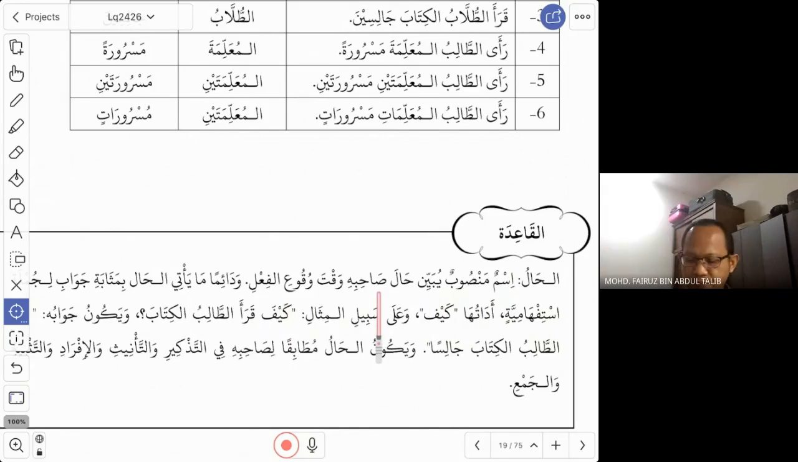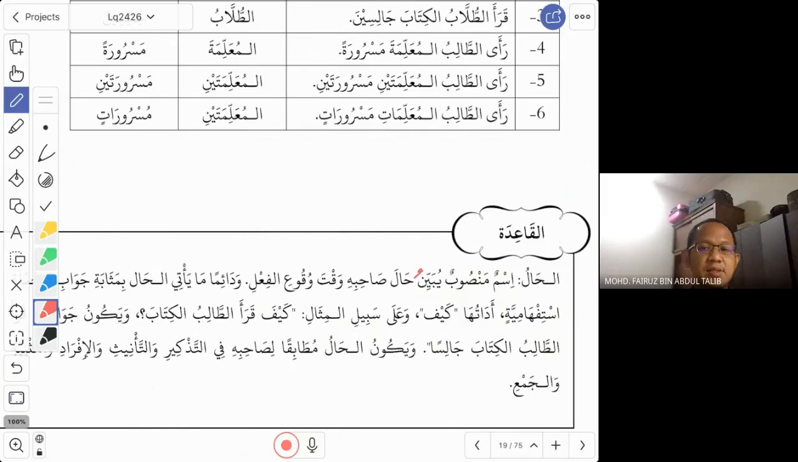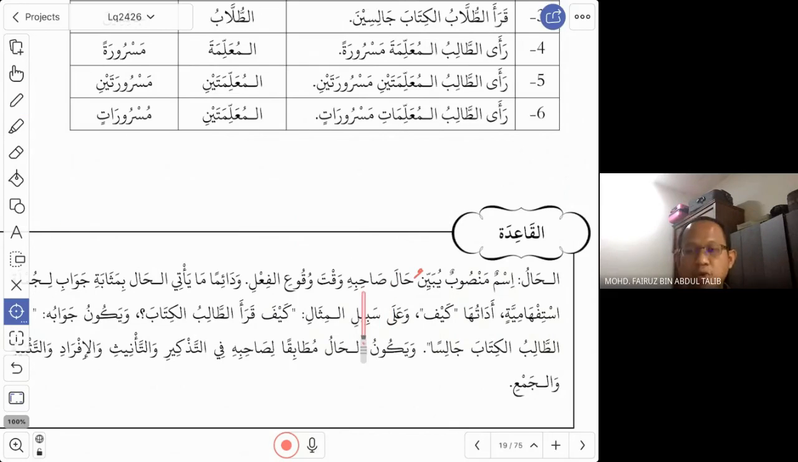Okay, please underline this part. Hal yubayyinu hala sahibihi. Yubayyinu, an ism that explains. So the word hal explains hala sahibihi, the condition of its owner. The condition of its owner here is referring to the person that the hal describes. So you have one word, it describes another person. So that person is called the sahibihi, its owner.